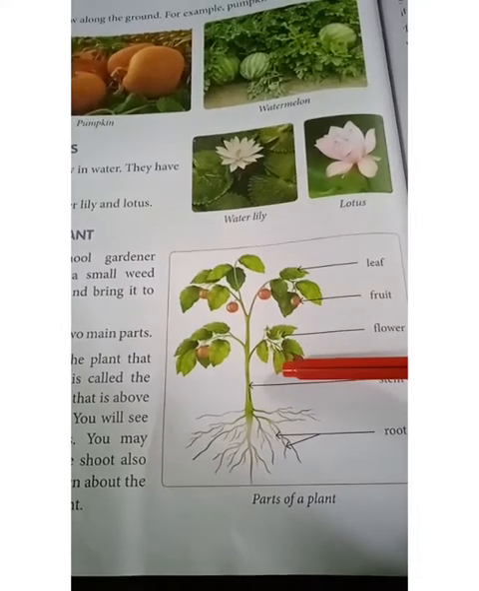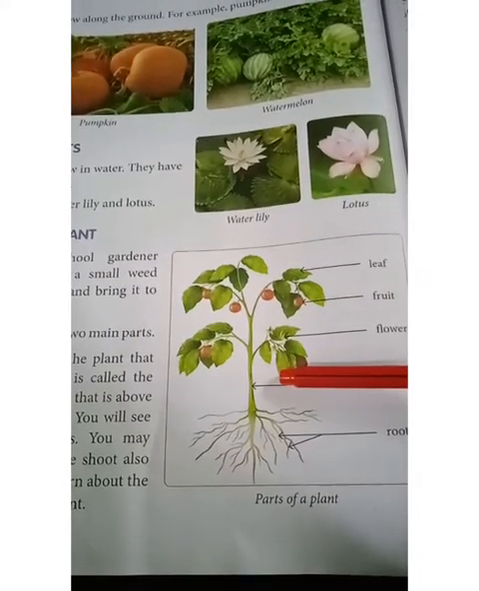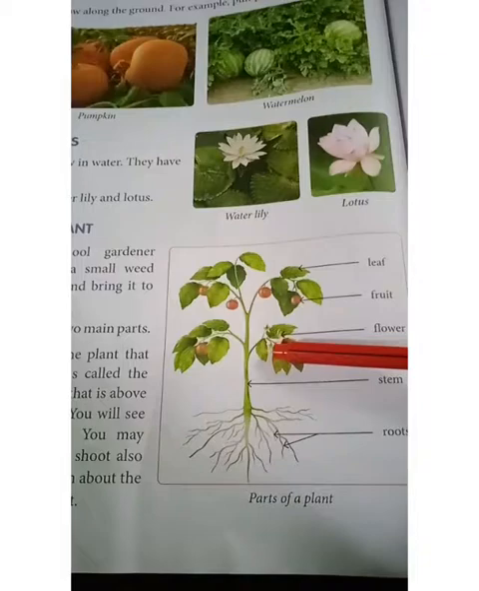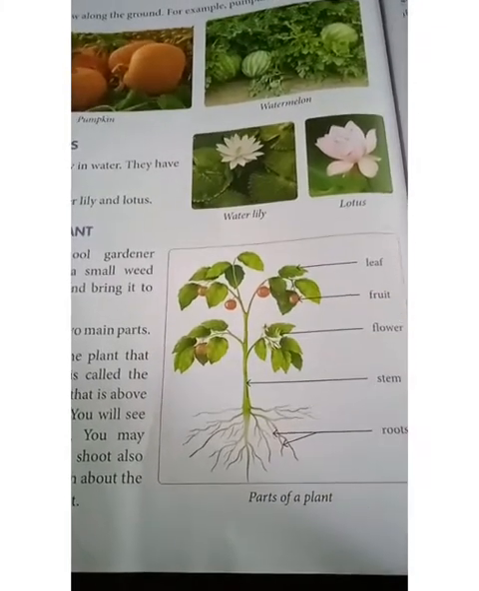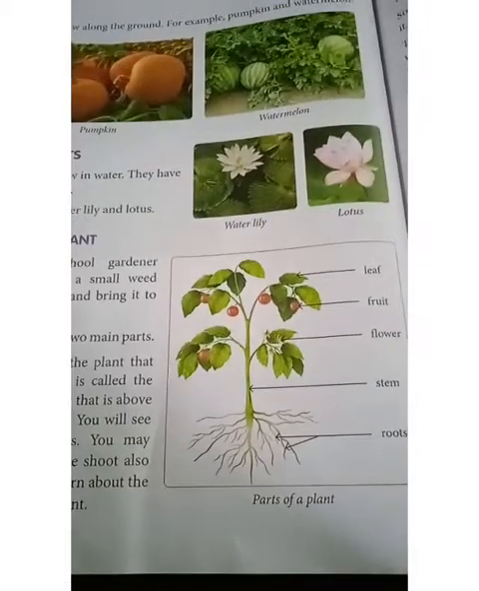The leaves are green in color, isn't it? Then flowers, then fruits. Did you understand? Plants are fixed to the ground.